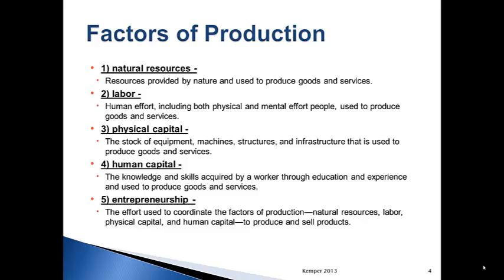Fifth is entrepreneurship. This is big, very key to macroeconomics. The effort used to coordinate the factors of production, natural resources, physical capital, and human capital to produce and sell goods. This is the key element to make something. We can have all four of these other factors, but without someone going out there and saying, I'm going to go out on a limb, start my own business, I'm going to start selling computers from my garage, turn it into Apple, without the entrepreneurial spirit, we don't have productivity.